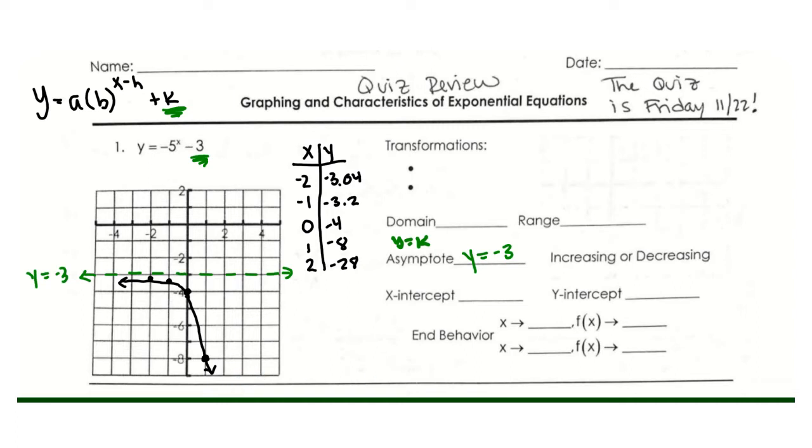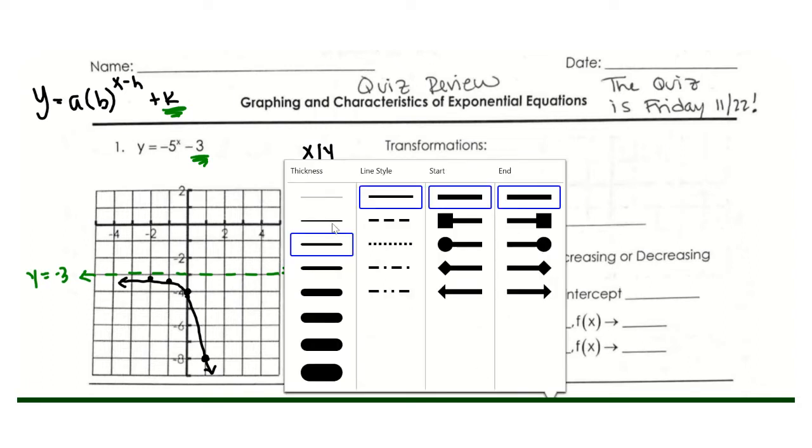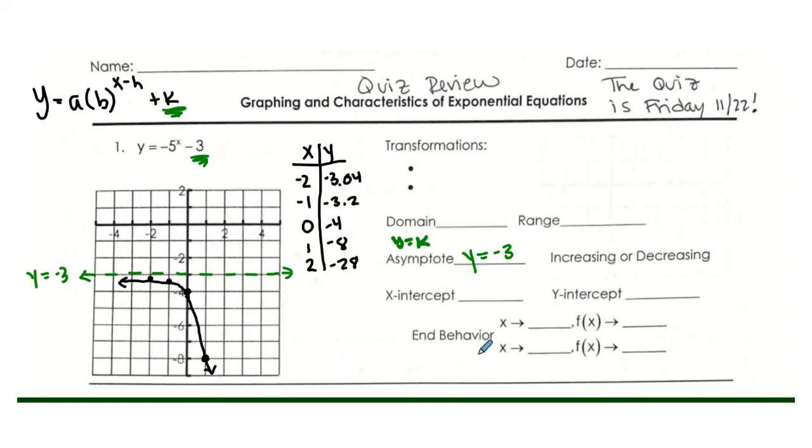Next, we're going to look at our transformations. Your transformations are your A, H, and K values. So my A value is a number that's out in front. It's my coefficient of my base. The coefficient of my base is this negative sign. This negative sign tells me that it's a reflection across the x-axis.